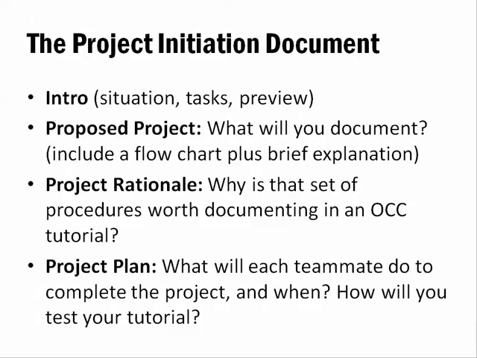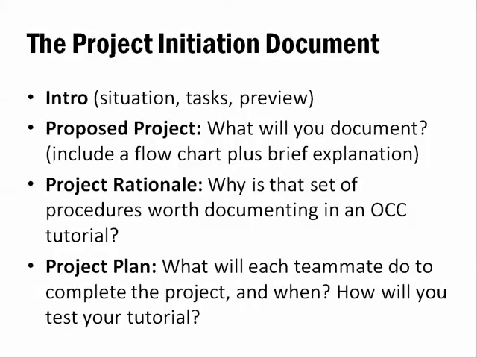The document should have roughly 4 parts. There's an intro, which I will talk about in another document. Then the big parts. One is the proposed project. What are you going to document? What's the software? What's the particular set of tasks that you're going to document? And this is where I'd like a flow chart to show me what it is that you're documenting, what steps you're trying to capture.